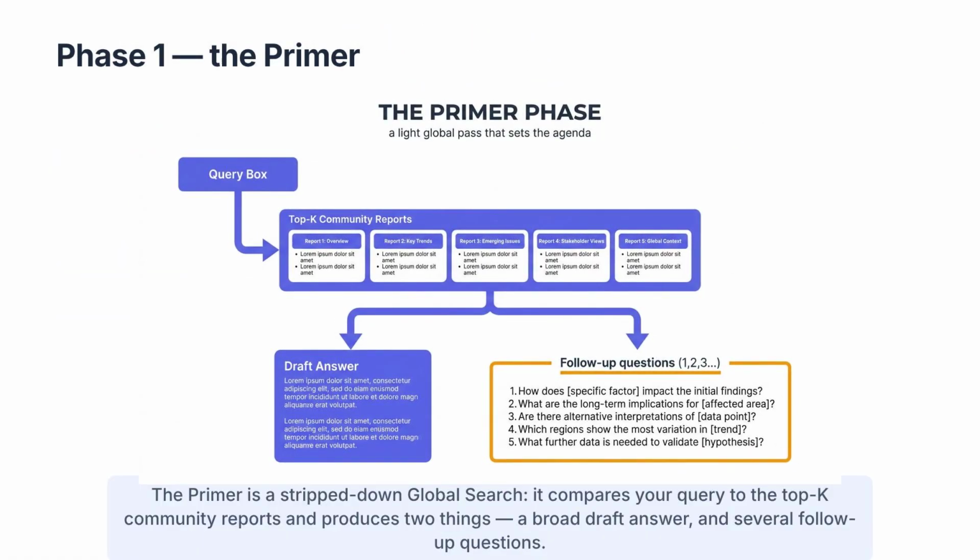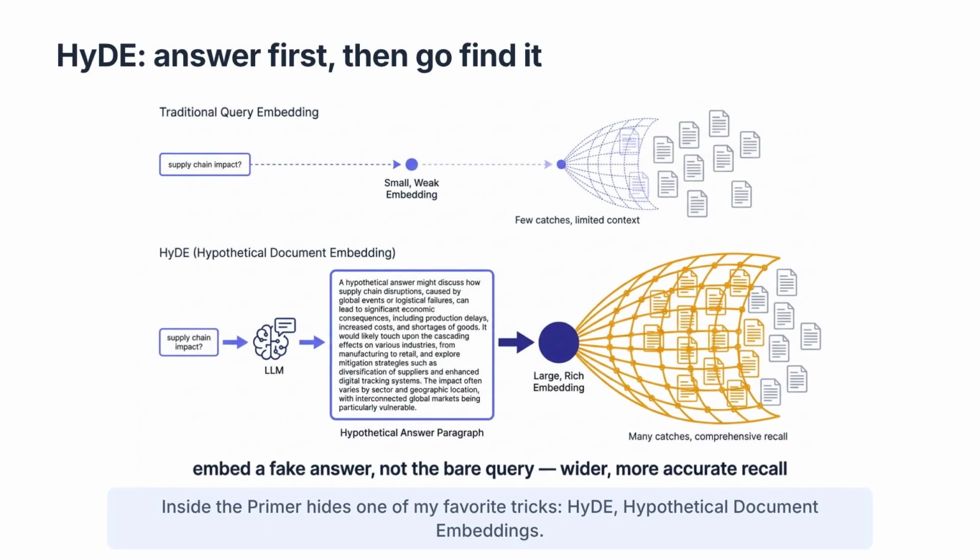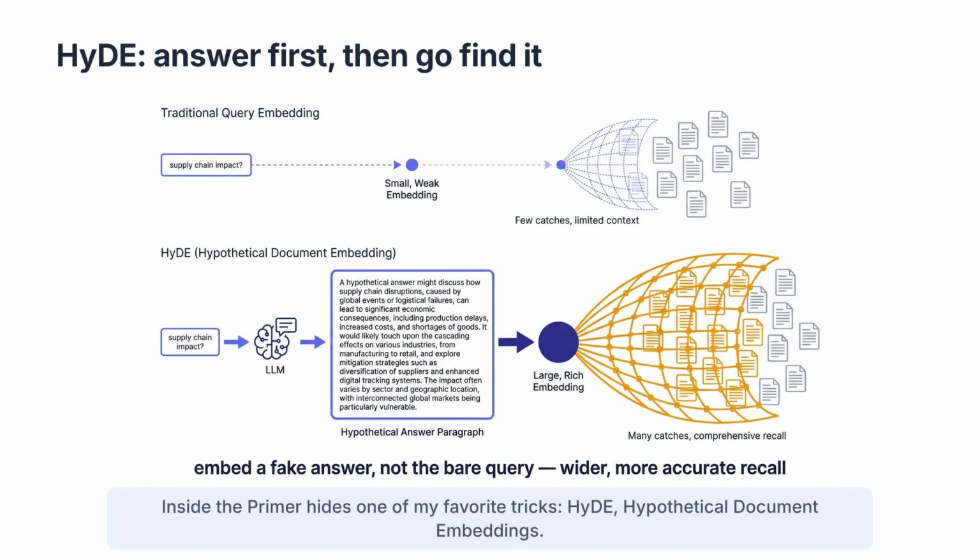The primer is a stripped-down global search. It compares your query to the top K community reports and produces 2 things, a broad draft answer and several follow-up questions. Think of it as a research assistant who skims the summaries, gives a rough first take, then says here's what we should look into next. It sets the agenda.